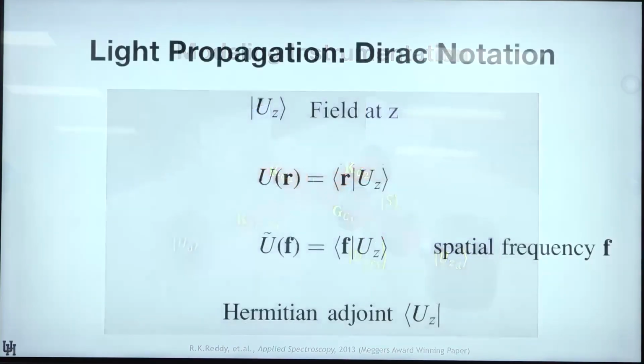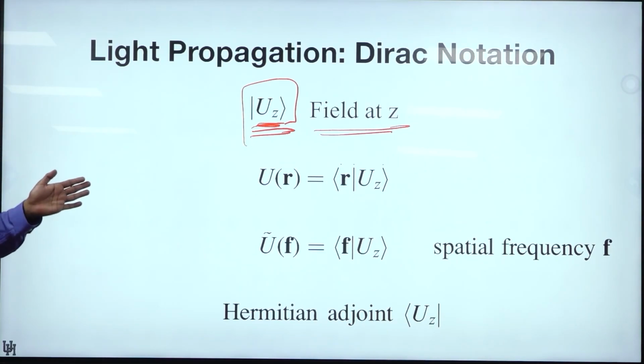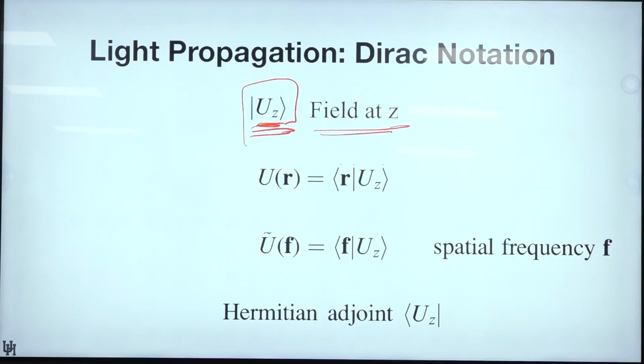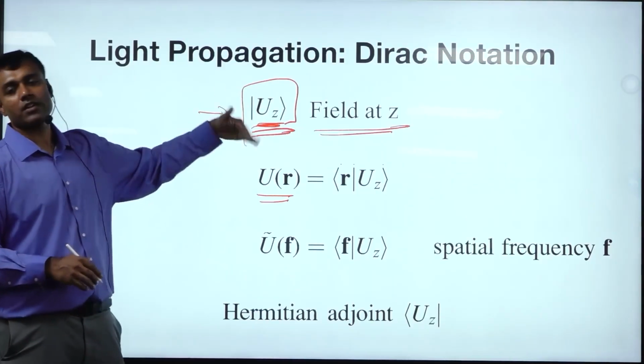Here is the basic idea in Dirac notation. A field is described by this ket, which is u at the location z. The field is traveling in the z direction, and at any point z, the field u_z is given by this variable. If you want to figure out what its value is, what is it a function of?